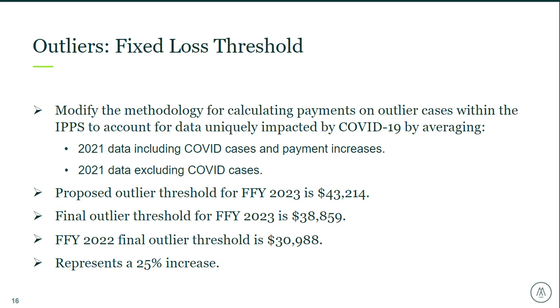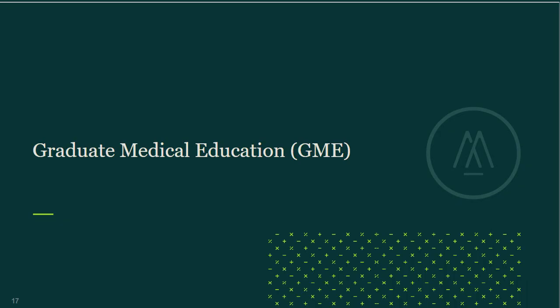The proposed threshold was $43,214, which you can see is a significant increase over what the threshold was last year at $30,988, and the revised threshold based on updated data and this methodology is set at $38,859, which is still 25% greater than what it was in fiscal year 2022.